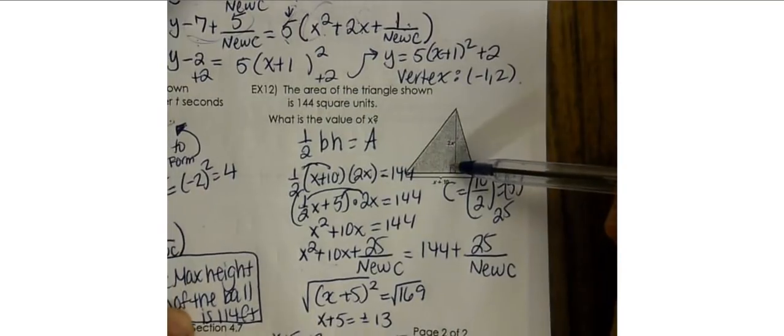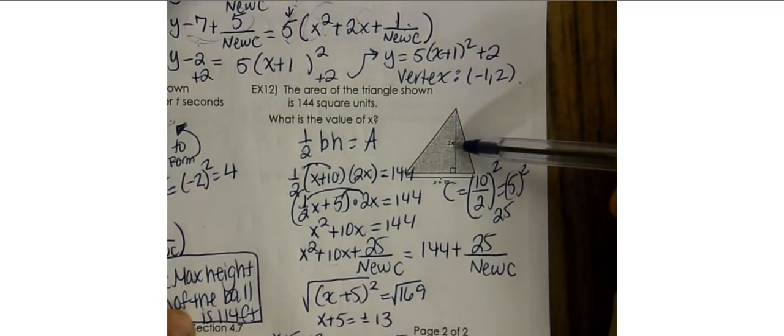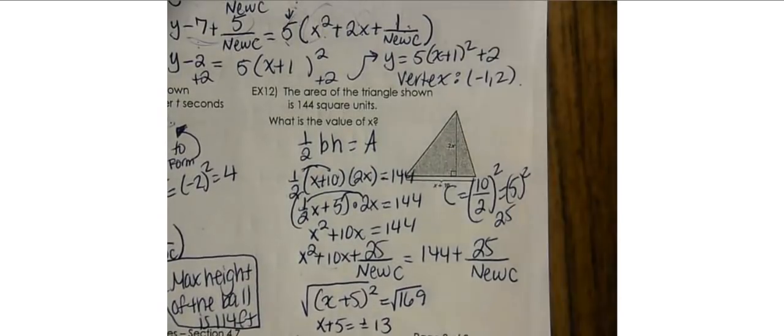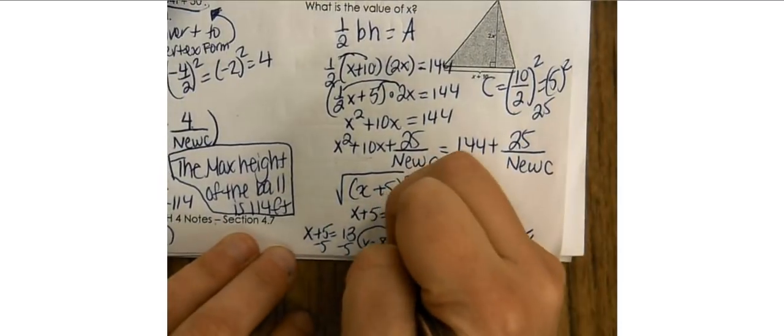Now in this case, if we were to plug negative 18 back into our original problem, it wouldn't make a lot of sense, because 2 times negative 18 would equal negative 36, and you can't have a height of negative 36. So in this case, negative 18 doesn't make any sense, and x equals 8 is our answer.